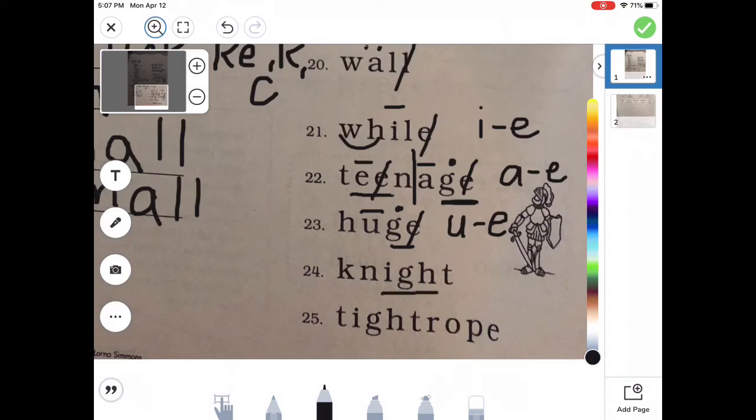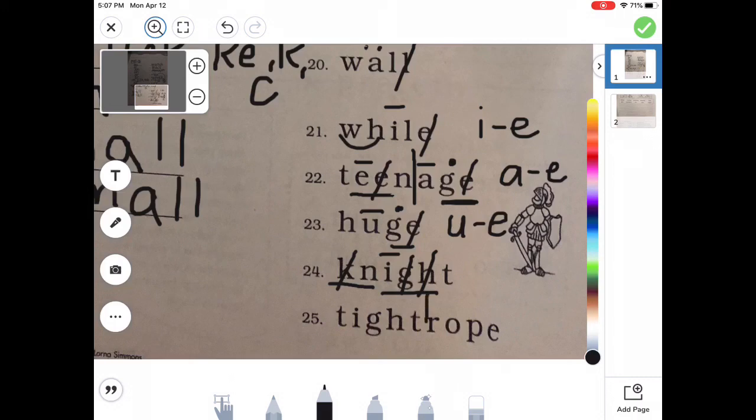Trigraph. IGH. Very good. So that's a long I, sneaky G, sneaky H. What else does it have? That's right. Ghost. Digraph. KN. So that K we don't hear. So the only sounds in this whole word that we have left are night. Night. Very good. And then our last word, tightrope.